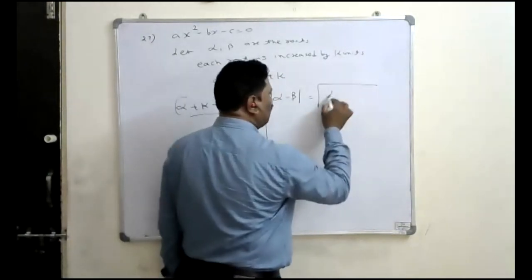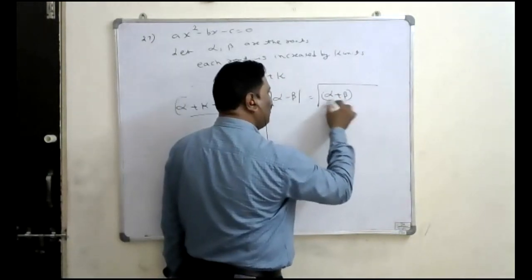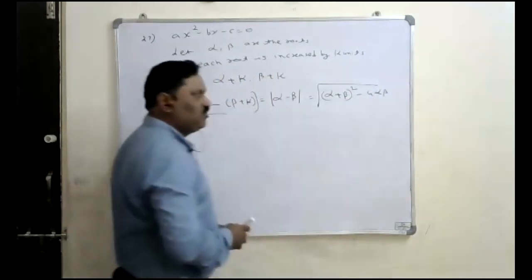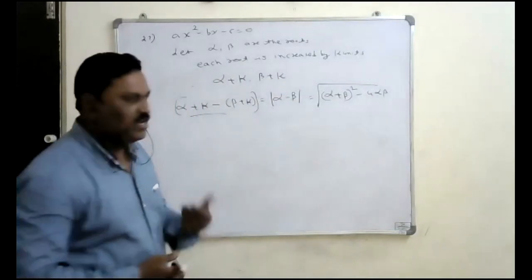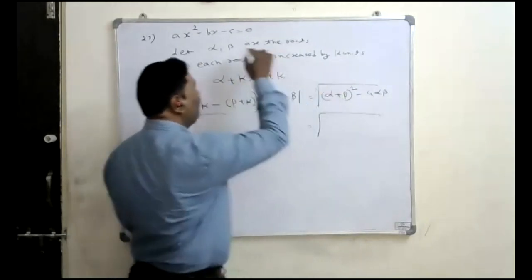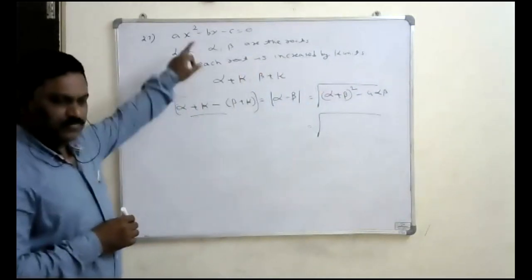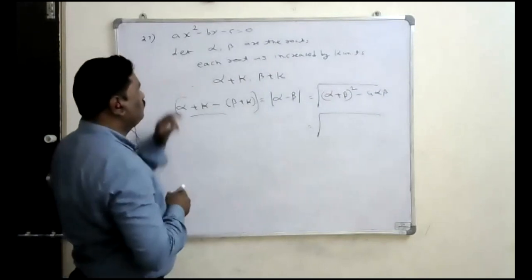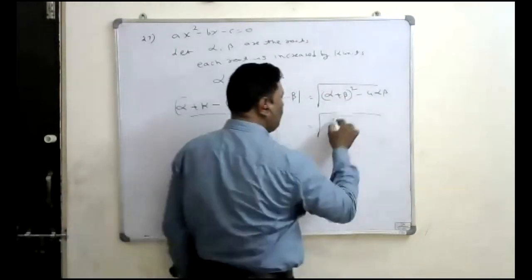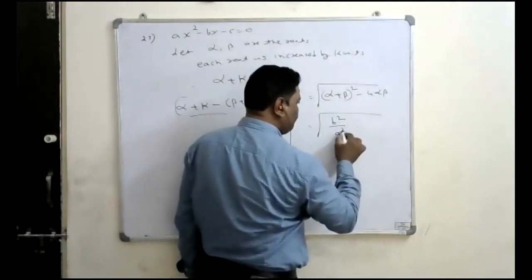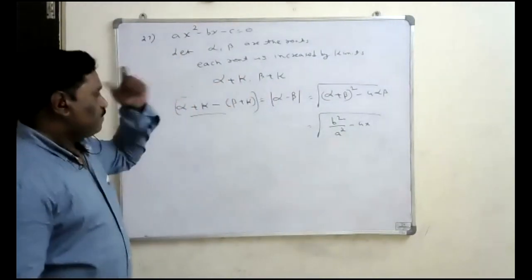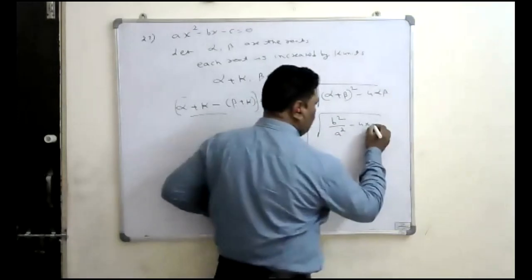Under root b square minus 4ac upon modulus a. That formula was given. Otherwise, you can write it as under root of alpha plus beta whole square minus 4 alpha beta. What are alpha plus beta and alpha beta from the given equation? Alpha plus beta is b by a, so whole square means b square by a square, minus 4 into alpha beta, which is minus c by a.